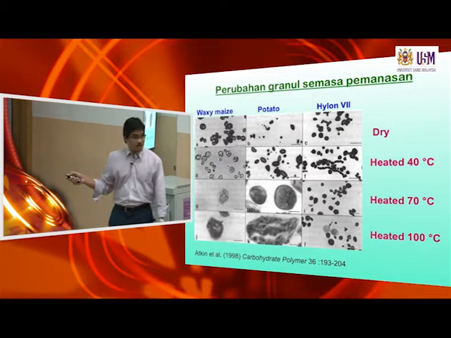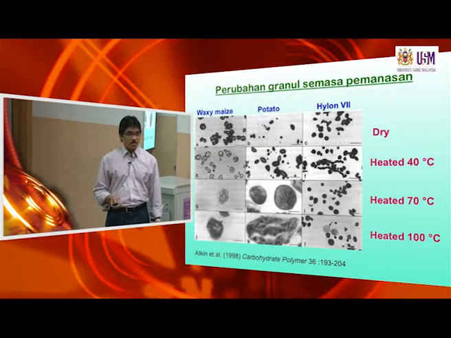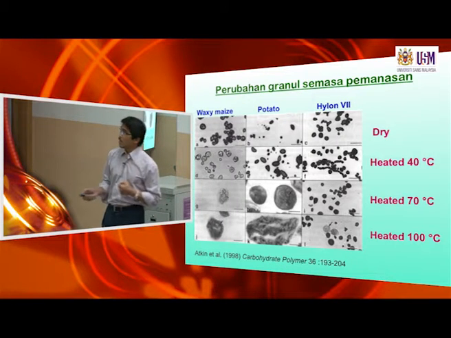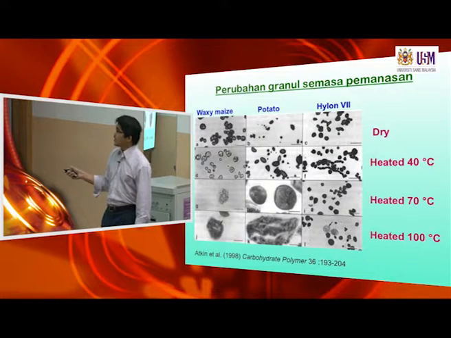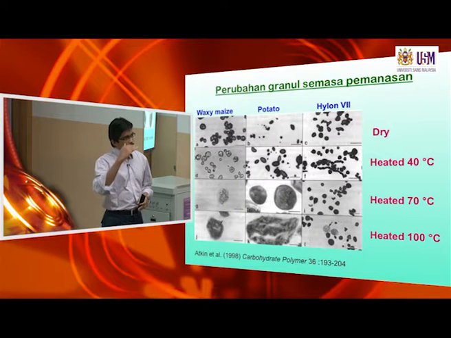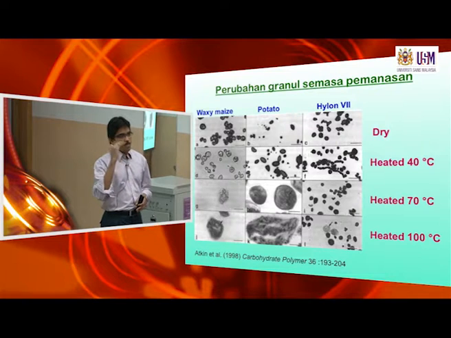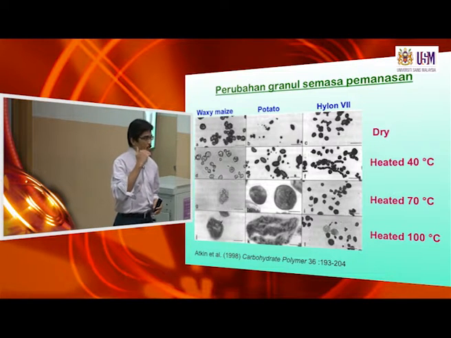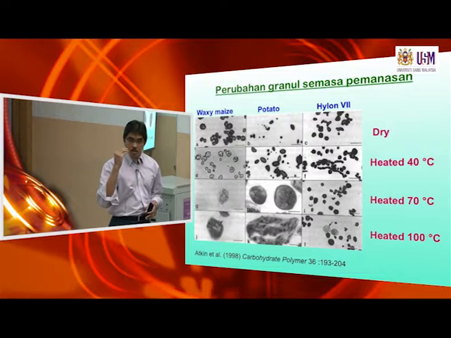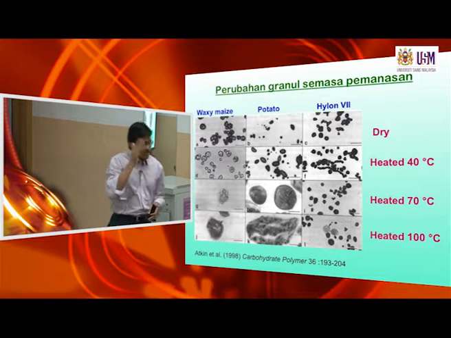This is without heating, room temperature. So you can see this is a granular structure, the original before heating. Now we heat to 40 degrees Celsius. 40 degrees Celsius is usually still slightly below the onset of gelatinization for most types of starch. Usually most starch will start to swell, the gelatinization onset, probably around 60 and above. So 40 is approaching, but not yet.